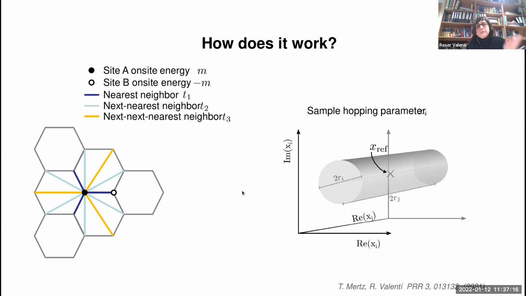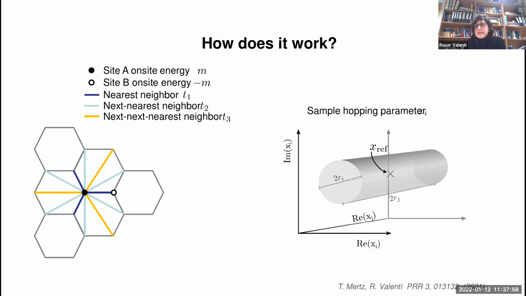First, we model the lattice that we are interested in. Here it's the honeycomb lattice, and we model it through a set of on-site and tight binding parameters that can go up to a certain neighbor. And in principle, we take complex numbers. Then, starting from a physical origin, we sample a set of hopping parameters randomly in a region around this initial point.